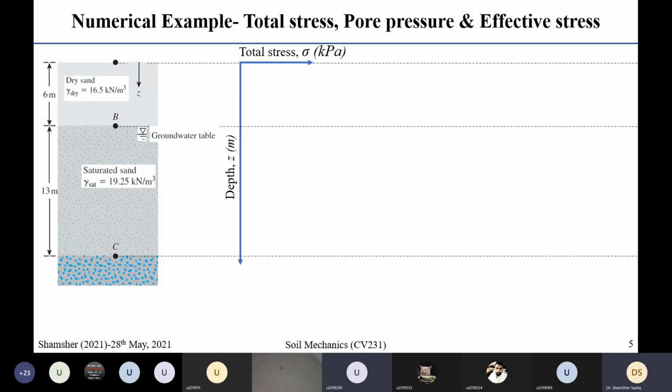Now in this problem, you do not have water at this point. It is a dry sand from A to B. So it means at A there will be 0. At B you will be having 16.5 multiplied by 6, the total stress.